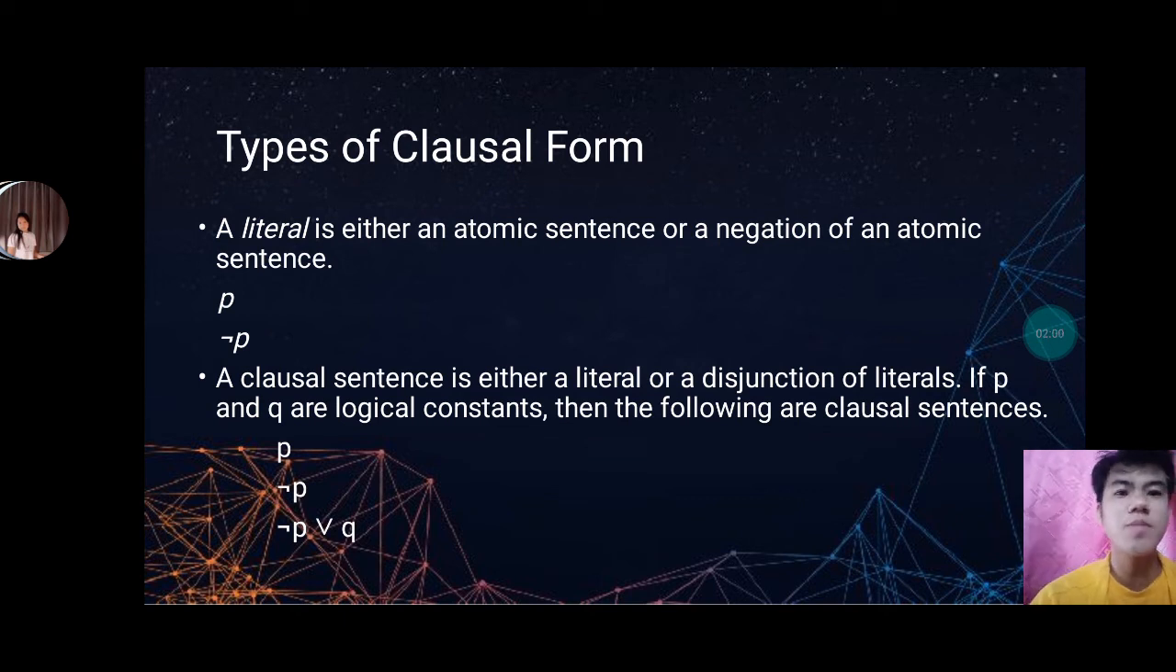The first form is a literal. It is either an atomic sentence or a negation of an atomic sentence, represented by P. Then followed by a clausal sentence. It's either a literal or a disjunction of literals. If P and Q are logical constants, then the following are clausal sentences. So if P is clausal, then Q is clausal also, as we shall see in the example.